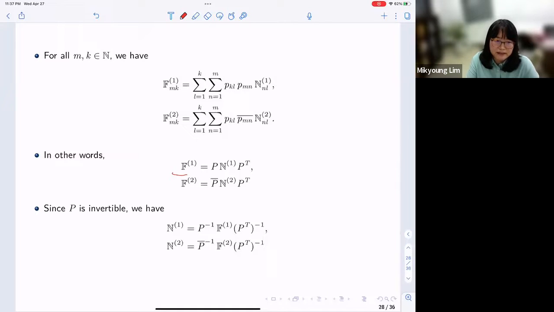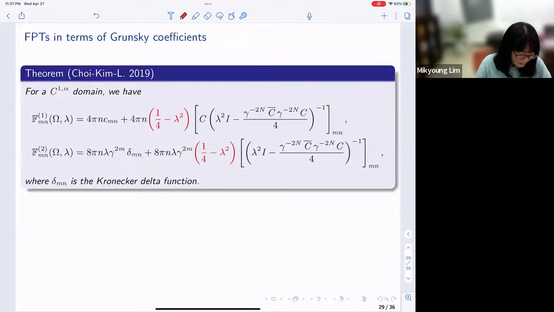Since P is invertible, the GPT of first type is P inverse times the FPT of first type times P transpose inverse. And the GPT of second type is P conjugate inverse times F second type times P transpose inverse. So the FPT and GPT have this relation. And let's go back to the inverse problem.